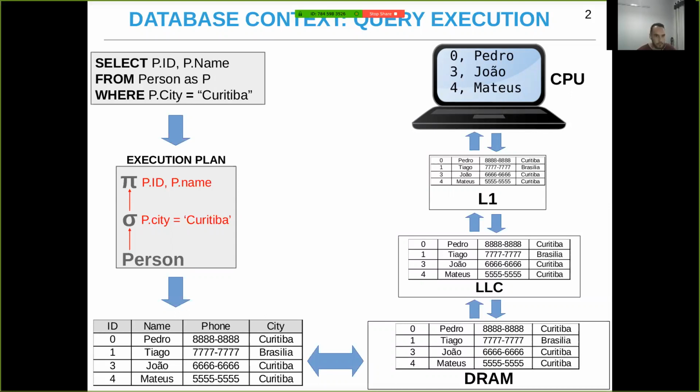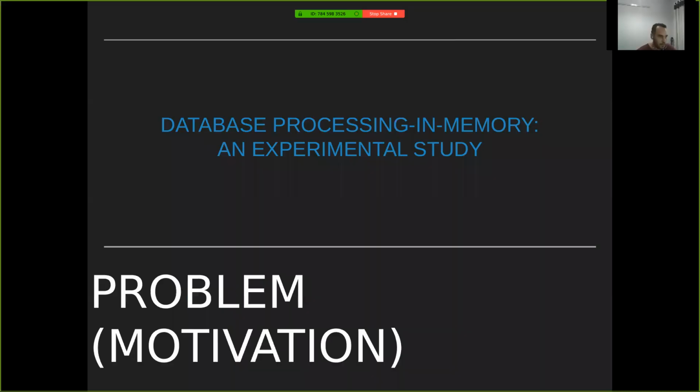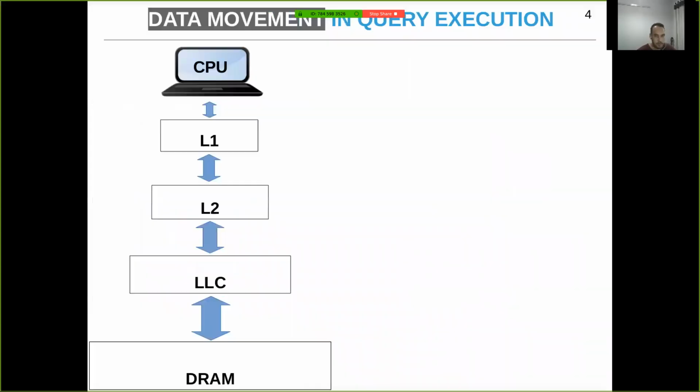And this happens with all modern query execution systems that rely on traditional CPU processing, which implies that they have to transfer all required data around the memory hierarchy. And this is a big problem. And also, it is the motivation for our work, because such data transfer leads to the problem of data movement.